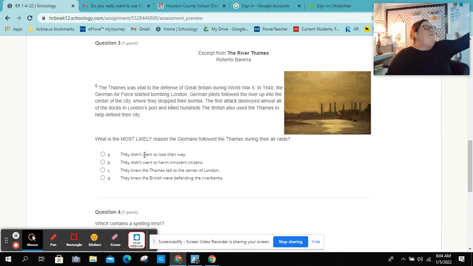Before we even read the paragraph, what do we need to look for? Look at the title of this page: Excerpt from the River Thames. But before we read the paragraph, we need to know what we're looking for. So what do we need to do? We need to read the question. I said the question already.